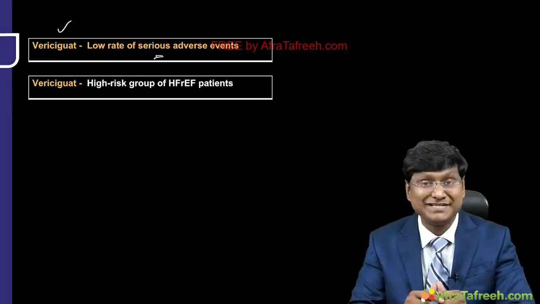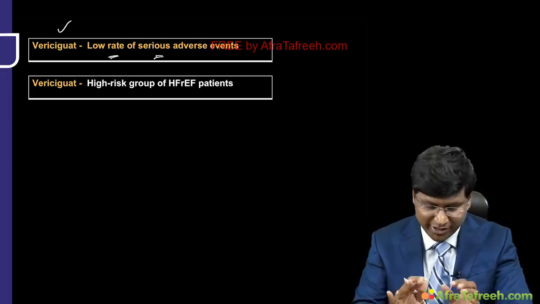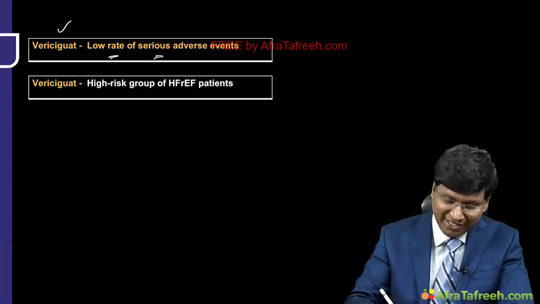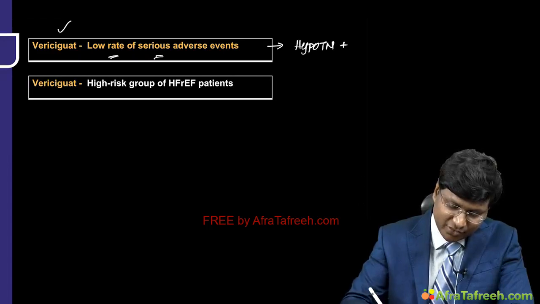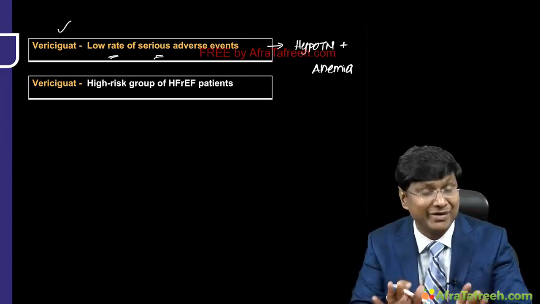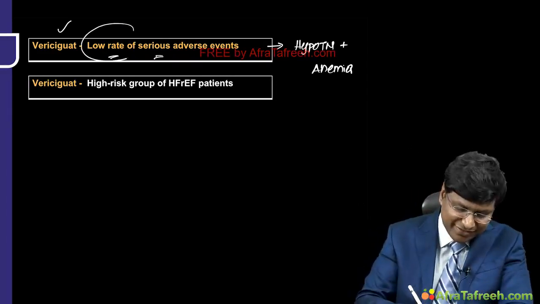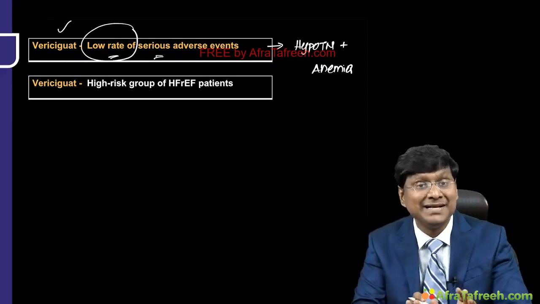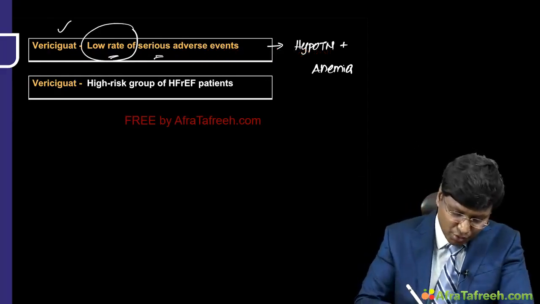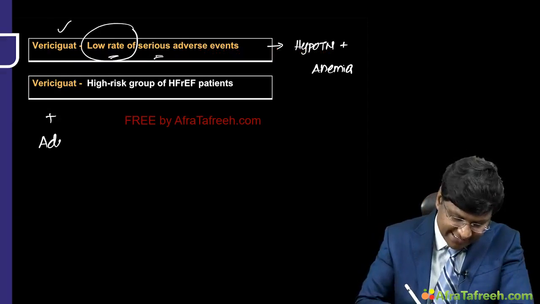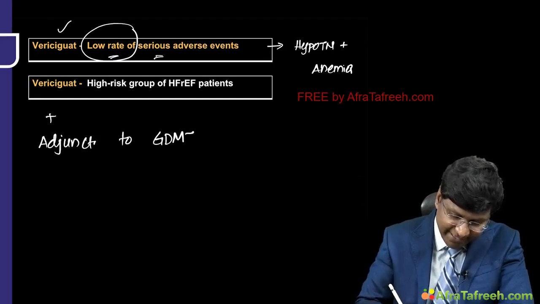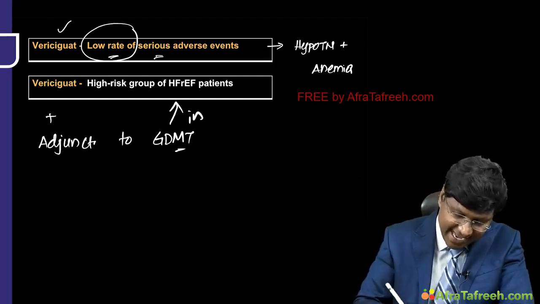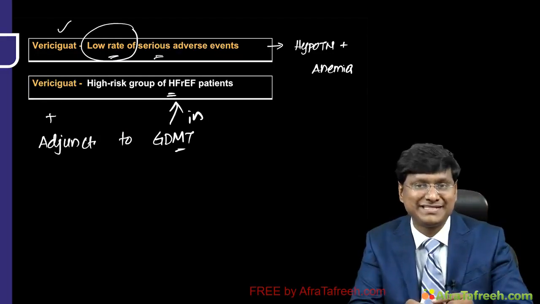Now this Vericiguat is associated with low rates of serious adverse effects. What are those adverse effects? That includes hypotension, and it can also cause anemia. These are the adverse effects associated with Vericiguat, but at a very low rate. Because it is associated with low rates of serious adverse effects, that is the reason it has been shown to be added as an adjunct to guideline directed medical therapy in high risk heart failure with reduced ejection fraction patients.